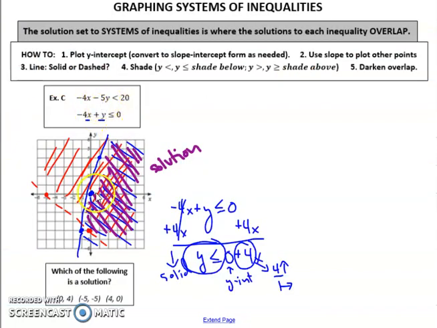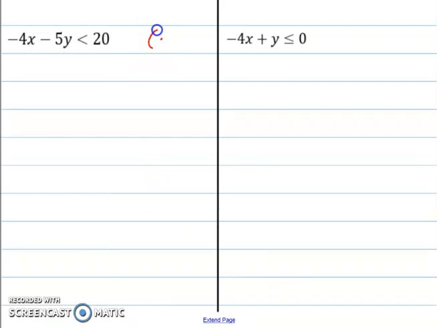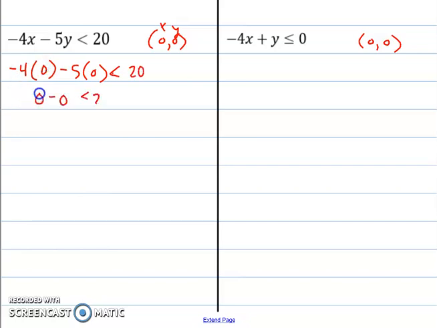Okay, let's look at C. We have this big spot right here, and I'm looking 0, 0. 0, 0 is in there. Okay, awesome. 0, 0 would be in my solution, so let's go ahead and choose 0, 0. All right, so remember x and y, we're going to plug that in. So negative 4 times x is 0, minus 5 times 0 should be less than 20. So this is 0 minus 0 is less than 20. 0 is less than 20.